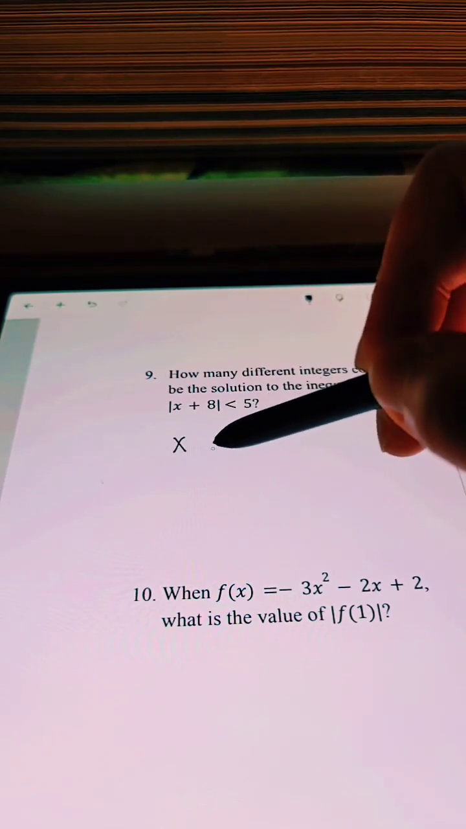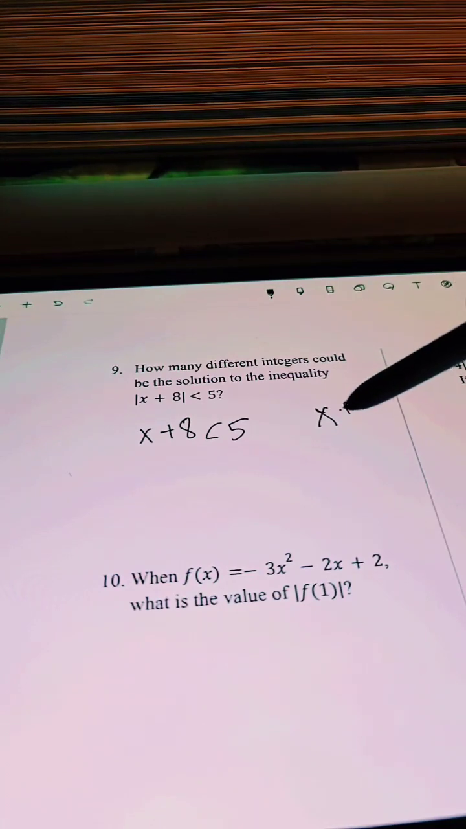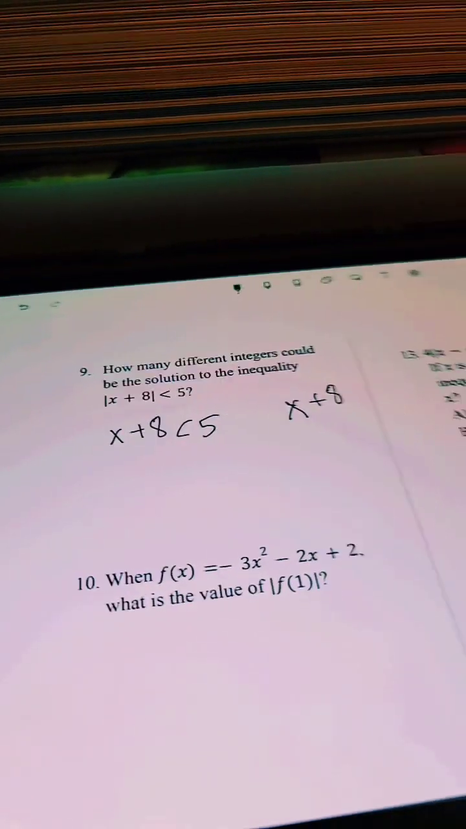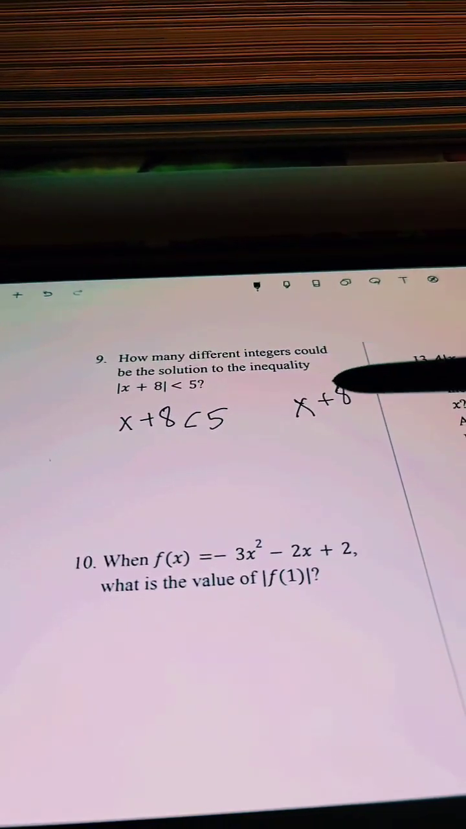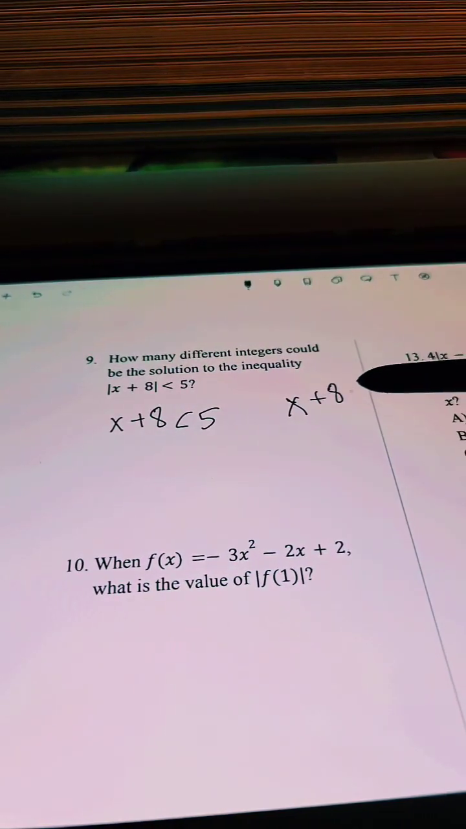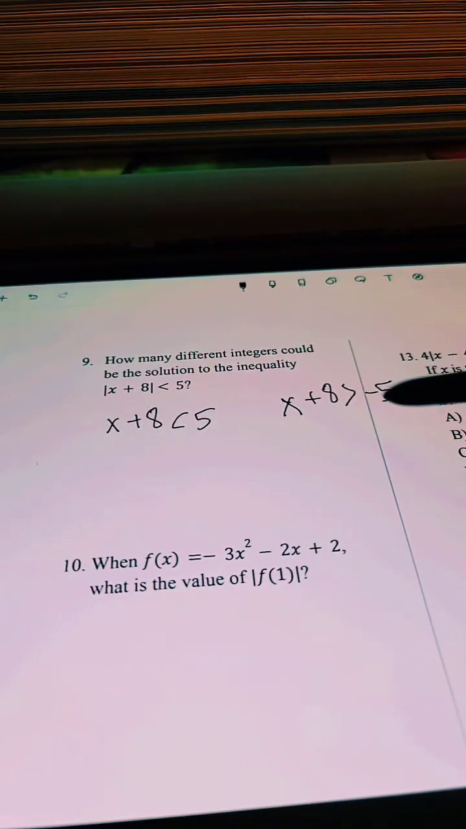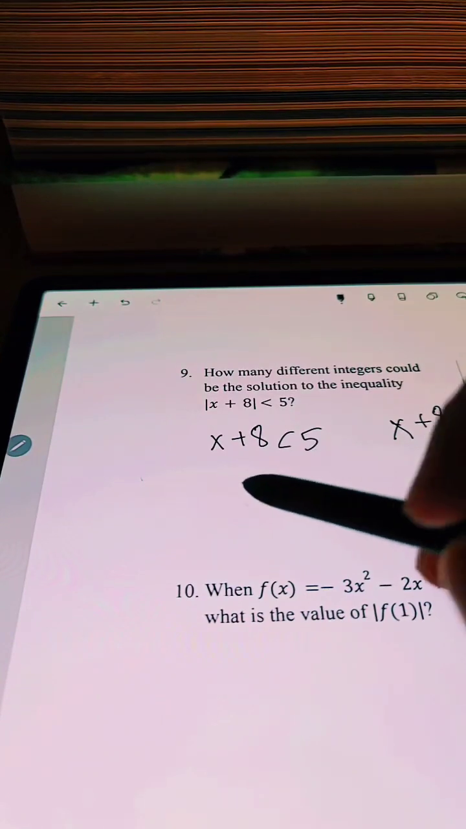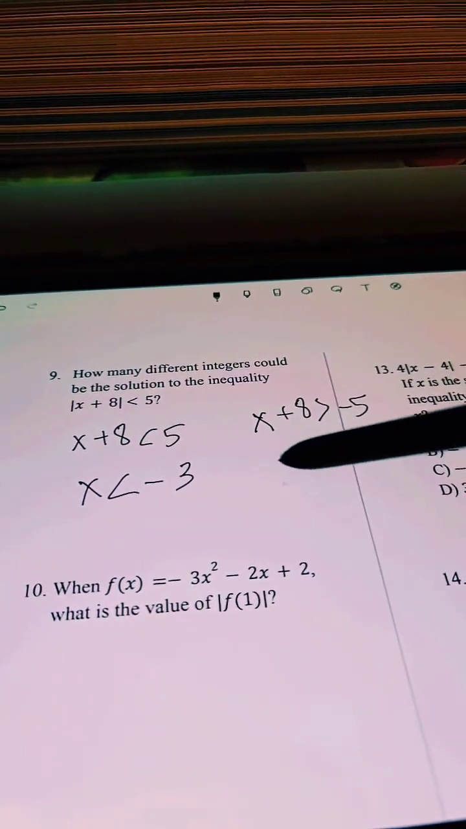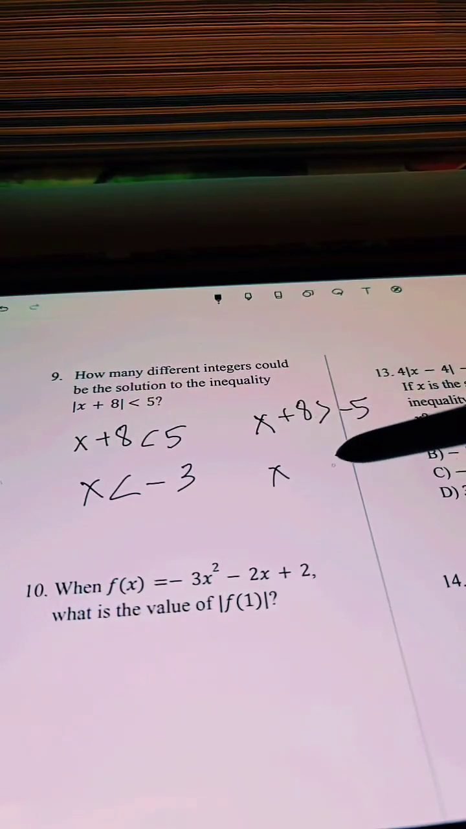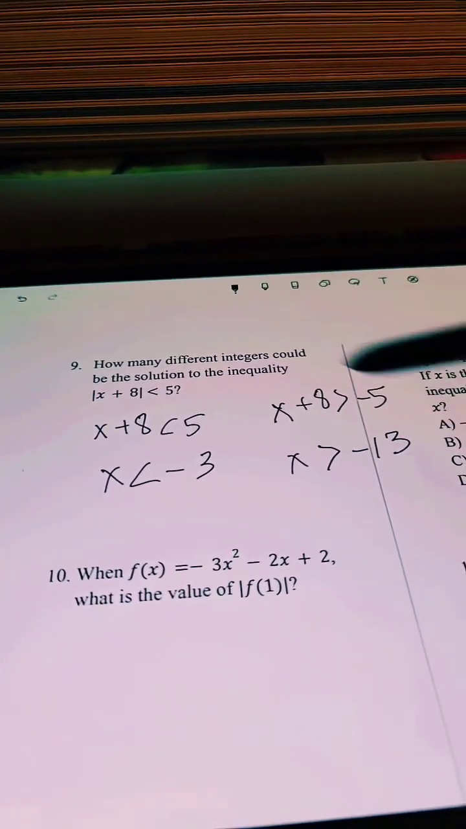So, X plus 8 is less than 5, or we could say X plus 8... I mean, you could kind of already see, but let's just solve it. X plus 8 is less than 5, or X plus 8 has to be greater than negative 5. So then we're going to subtract 8 from each side, and it's going to be X is less than negative 3, and if I subtract 8 from each side, X has to be greater than negative 13.